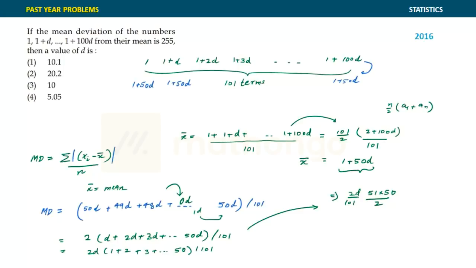Now the mean deviation was given to you as 255. Now you can simply calculate and find the value of d from here. You can simply see that this cancels out this, and if you solve, this will be 5. So d is nothing but 101 by 10, which gives the answer 10.1, which is option A. So this is the answer that we have to mark.